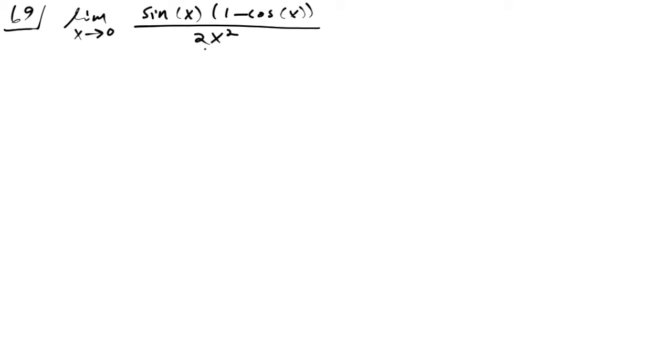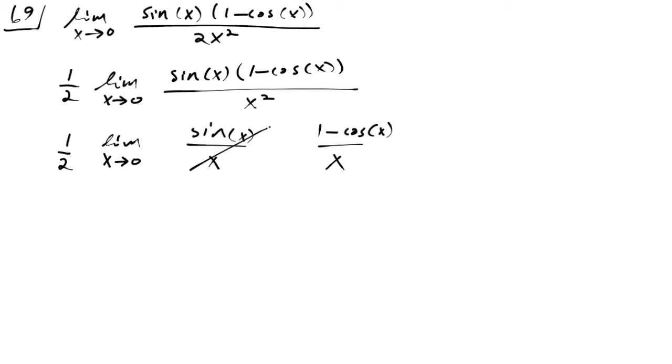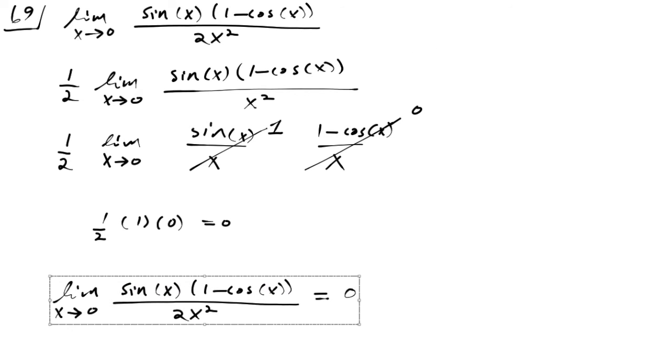Next we have sine x times 1 minus cosine x divided by 2x squared as x reaches 0. The first thing we can do is factor out a 1/2, and we're left with sine x times 1 minus cosine x all divided by x squared. We can then split the fraction into sine x over x, which is 1, and 1 minus cosine x over x, which is 0. We can then multiply everything we have, 1/2 times 1 times 0, which is equal to 0. And we're left with the limit equals 0.